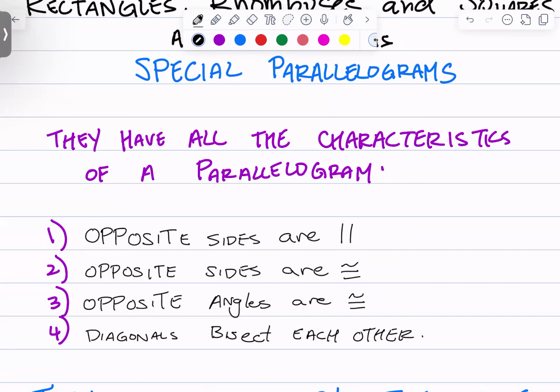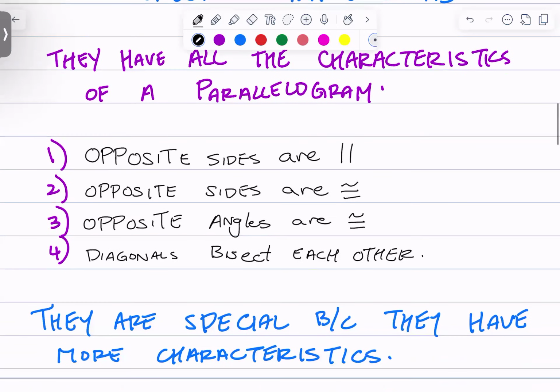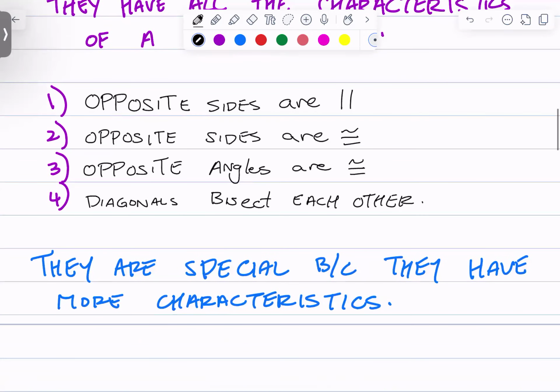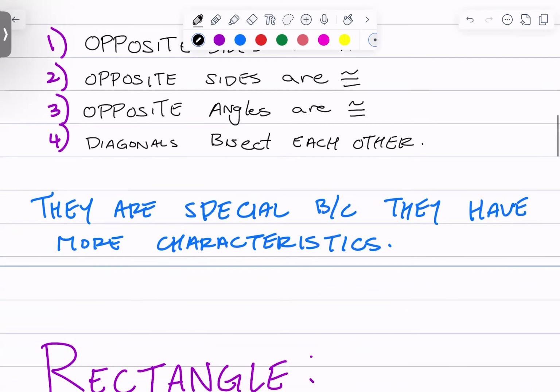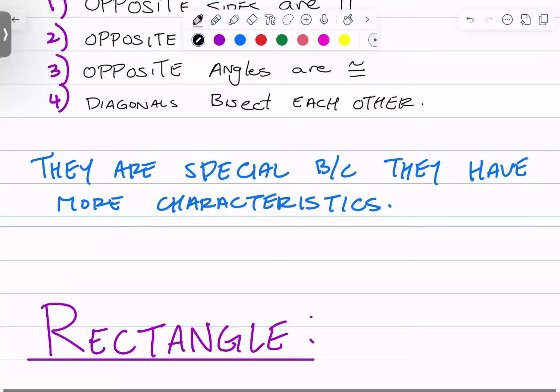But rectangles, rhombuses, and squares all have these characteristics. They're special because they bring something else. They also have another characteristic that makes them rectangles, makes them rhombuses, and makes them squares. So what we're going to do today is talk about the characteristics that they have, and that'll be the lesson. So what else does the first one, a rectangle, bring?